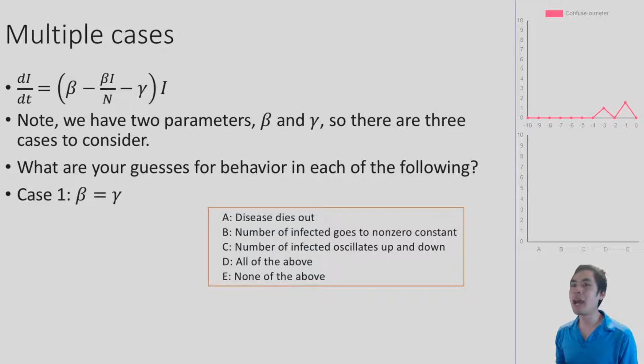So does the disease die out? Does the number of infected go to a non-zero constant? Does the number of infected oscillate up and down with multiple waves? All of the above or none of the above?